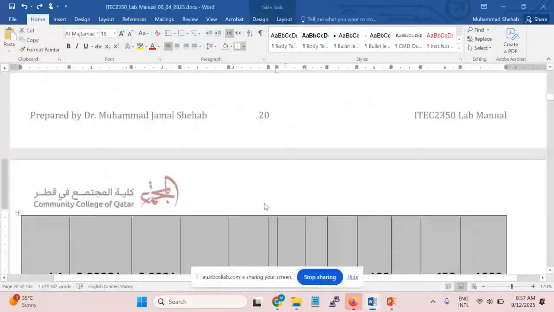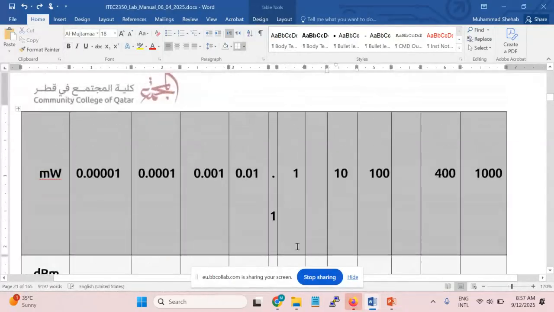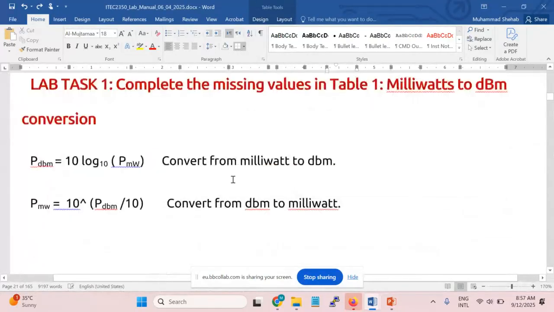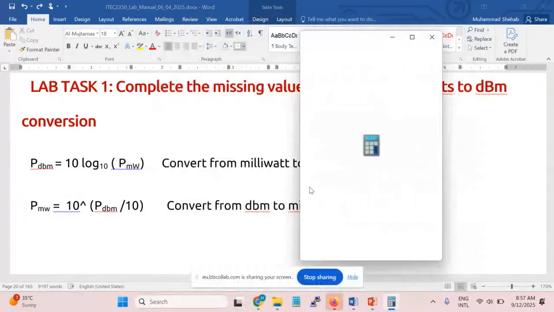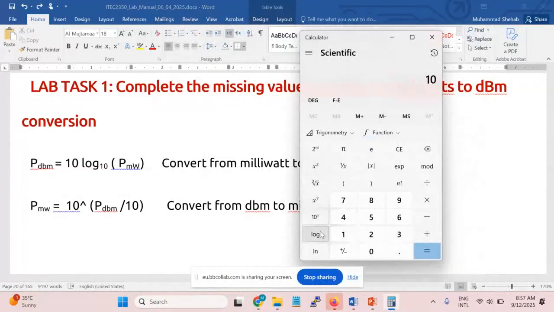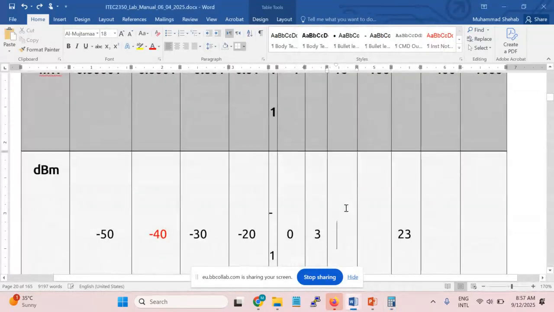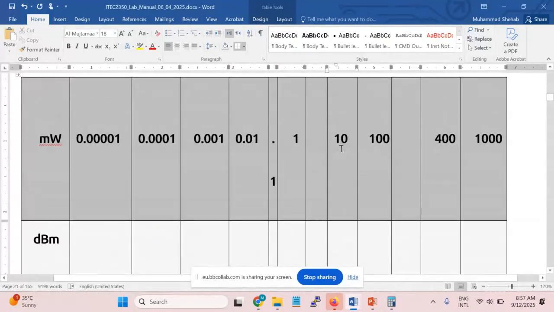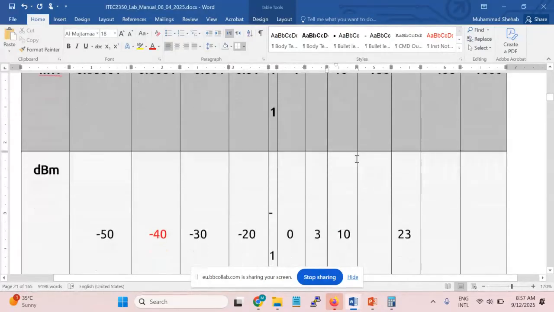Okay, let us continue. I have the value of power 10 in milliwatt. I need to find it in dBm. I'll take the calculator. 10 log of 10. How much? 1 times 10 equals 10. So 10 in milliwatt equals 10 in dBm. This is easy.